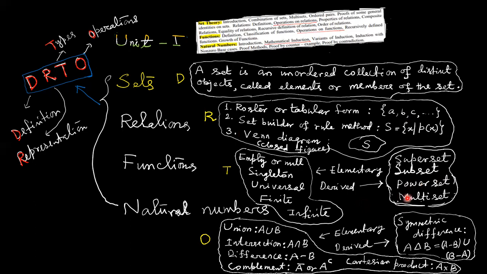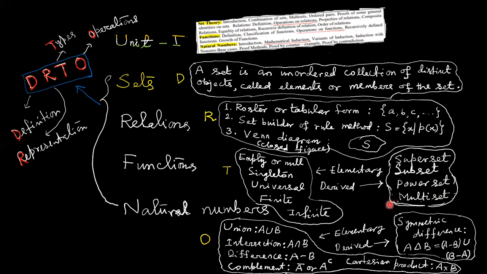Also, another set called derived set, that's also known as multi-set. If the number of elements is repeated in a set, then the set is known as multi-set. Normally, in a set, we assume that all the elements are distinct. But if the elements are repeated, then that particular set is a special type of set, which we call multi-set. That we will discuss in detail with an example later.